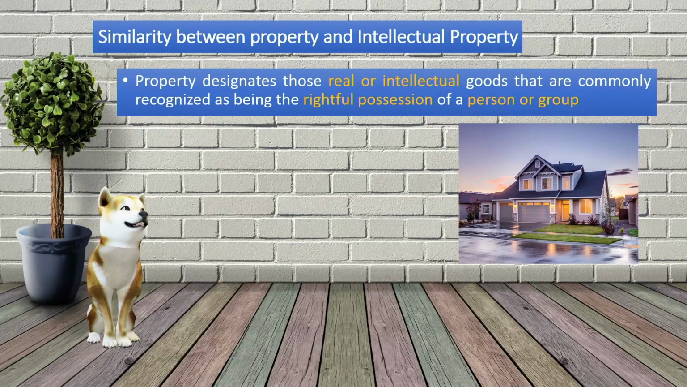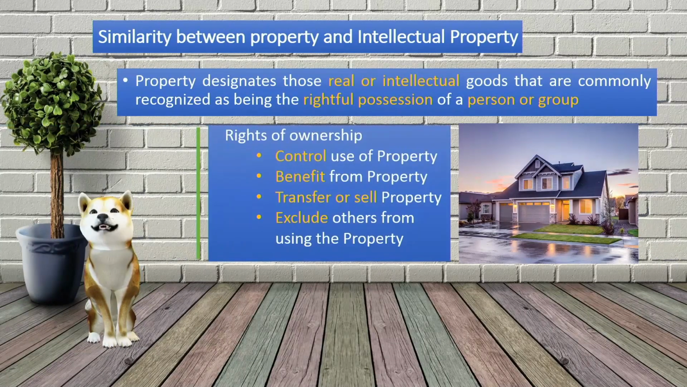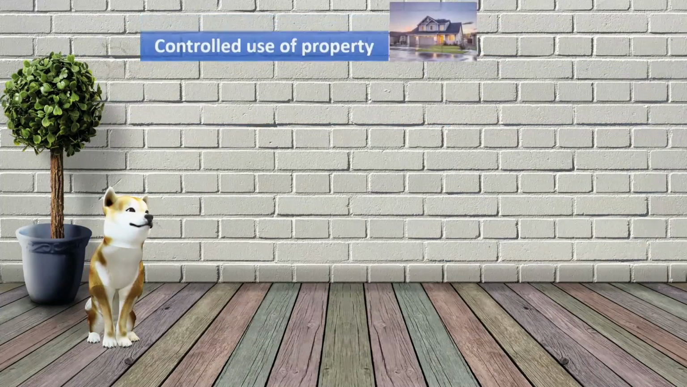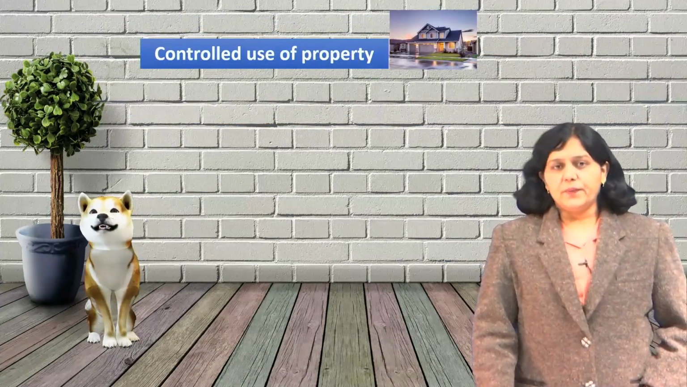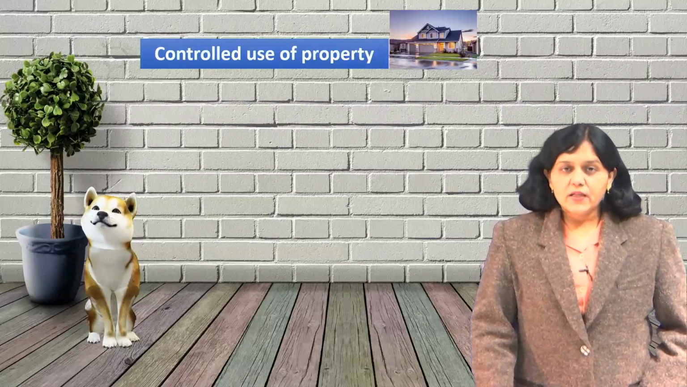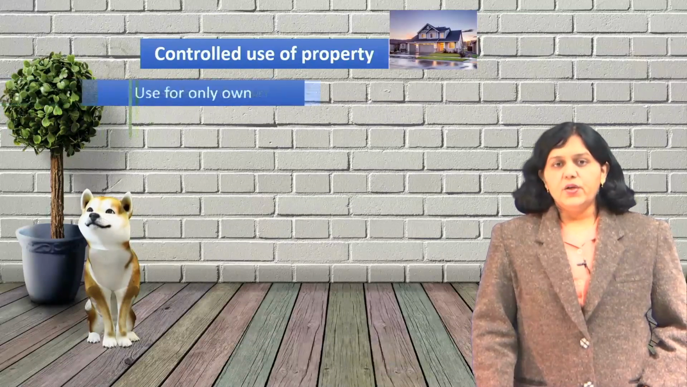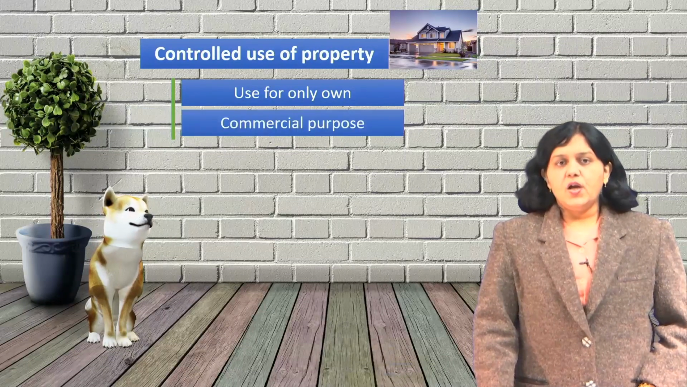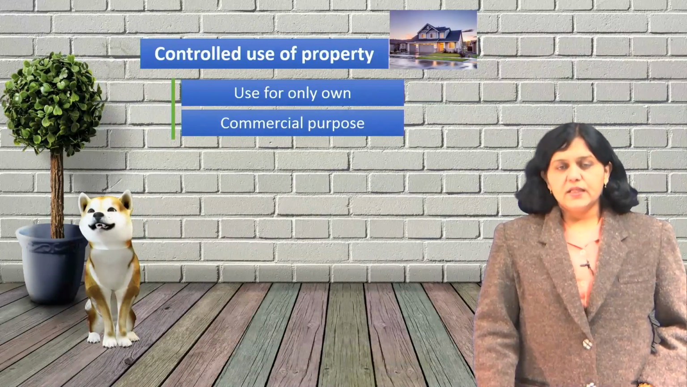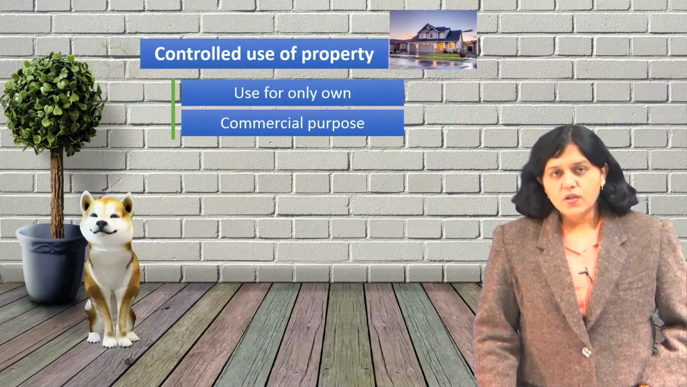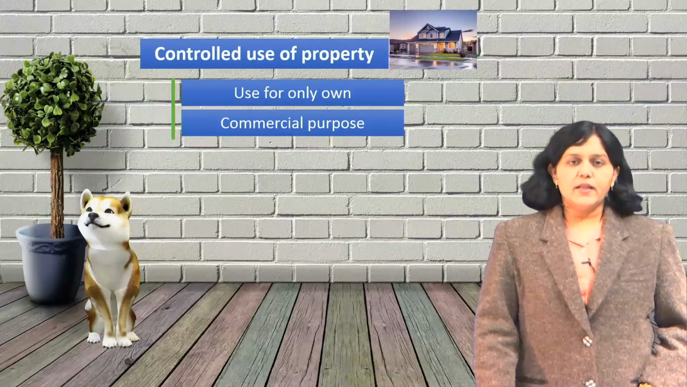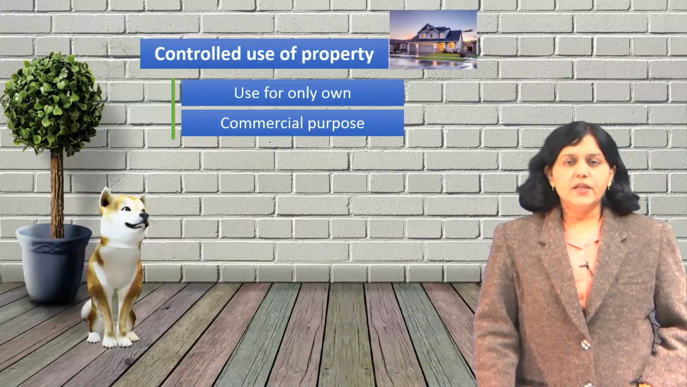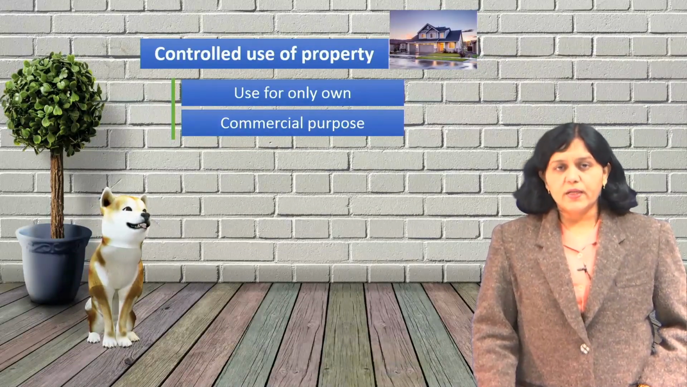So, now after doing this much procedure, what did you receive? You received rights. Which rights? Rights of ownership. Which are those rights? Controlled use of property. So, you can control use of property, use it for yourself or for a commercial purpose. Controlled use of property means that the owner has all the rights to decide in what manner and for what purposes he or she wants to use the property.